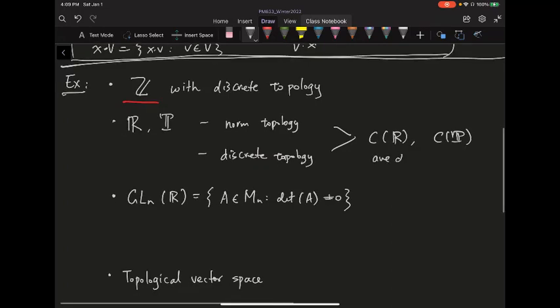They are different if you put different topology, okay? So that's what I mean. All right, so that's why, again, the topology may matter. Depending on which topology you have, some results may differ.